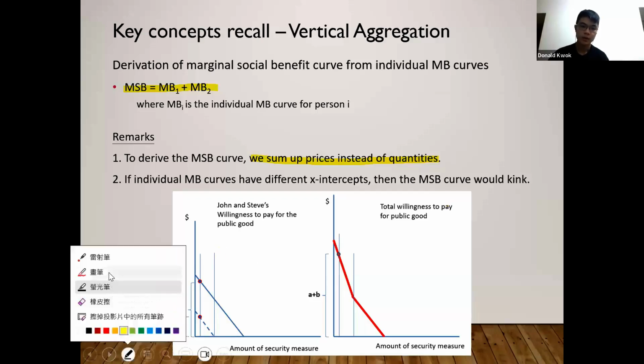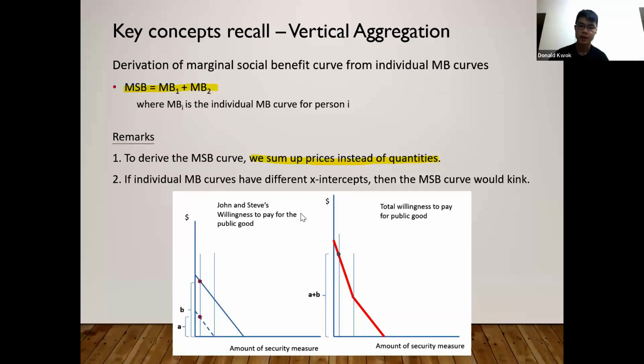All right, so the second remark: if individual MB curves have different x-intercepts, then the MSB curve would kink. Let me use the graph below to demonstrate the idea. Let's say this one is the marginal benefit of John, and this one is the marginal benefit of Steve. If the quantity is quite low, at this level, then both John and Steve perceive the good as having positive value. So the marginal social benefit would incorporate both the individual benefit of John and the individual benefit of Steve.